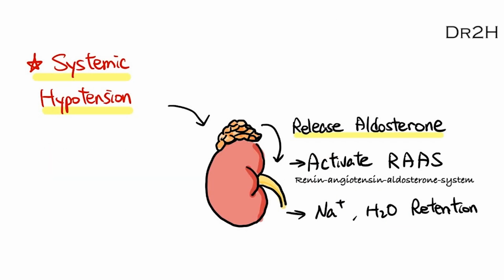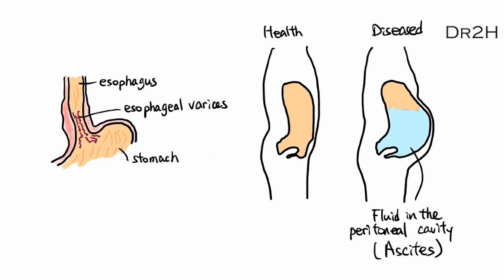After the kidney baroreceptors sense the drop in systemic pressure, adrenal glands release aldosterone to activate the renin-angiotensin-aldosterone system, or the RAAS. This impacts fluid and sodium retention and ultimately can lead to cirrhosis-related complications such as esophageal varices and ascites formation.